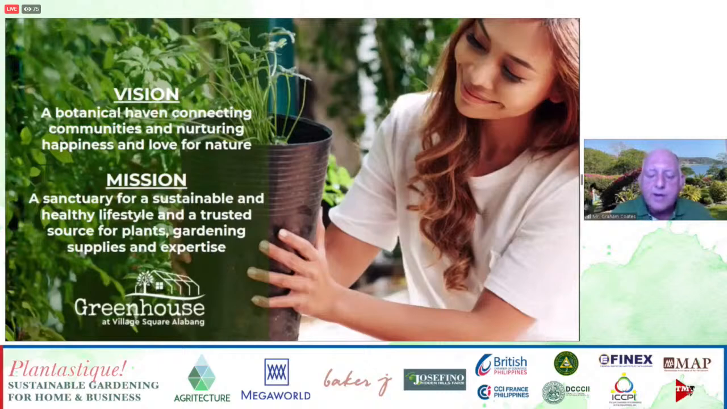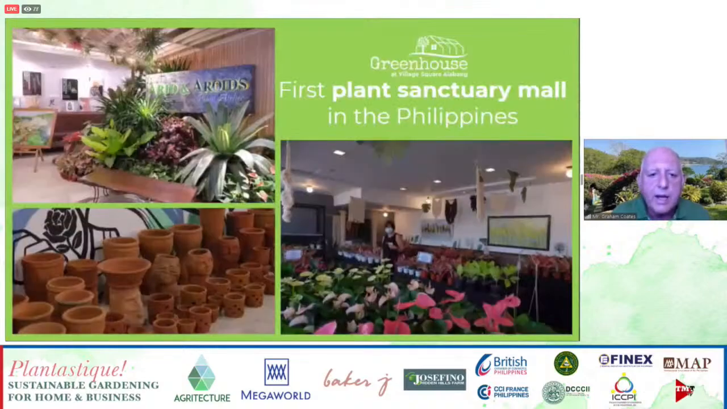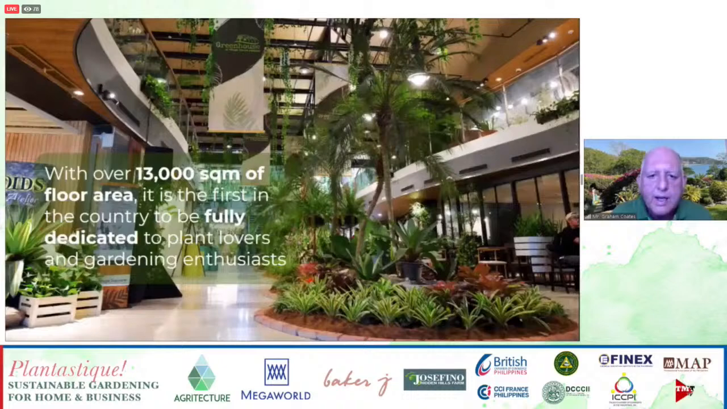Well, basically, we had to reinvent one of our malls, which was a traditional mall. And we decided that we would become the first mover in this category to create a completely dedicated plant sanctuary, which we call the greenhouse. Now, what is the greenhouse? Well, basically, the goal of the greenhouse is to have all plant supplies under one roof in a mall environment. We have 13,000 square meters of floor space. And this really is a first in the country. It's fully dedicated to all plant lovers. The idea here is that when you enter the greenhouse, you can find all your plant needs under one roof.